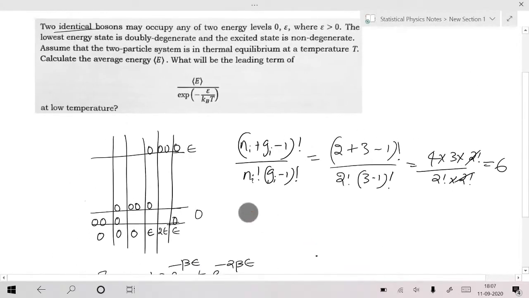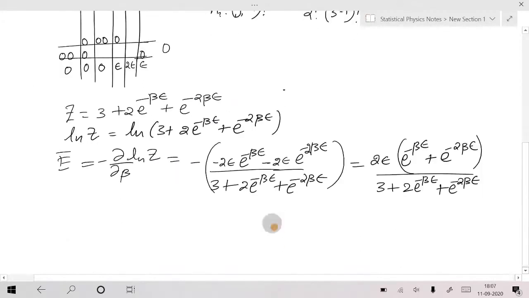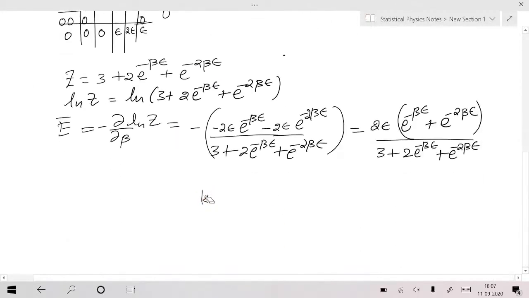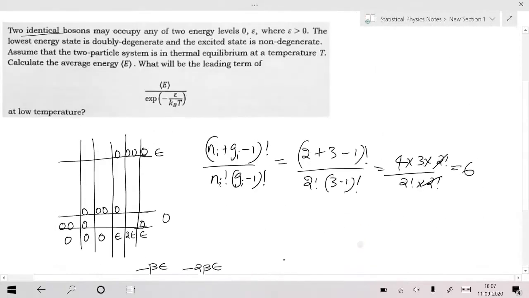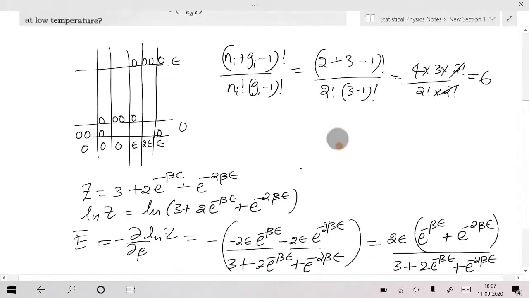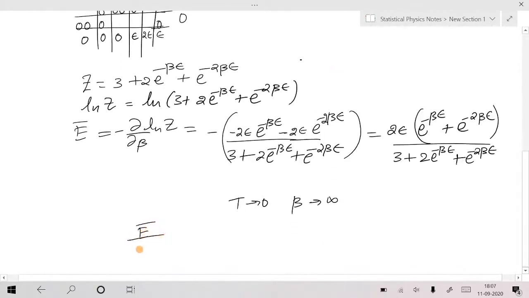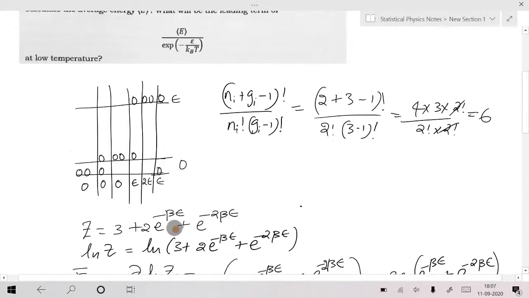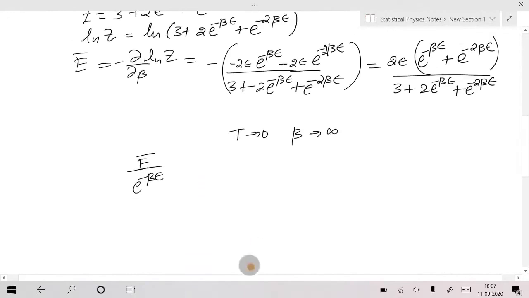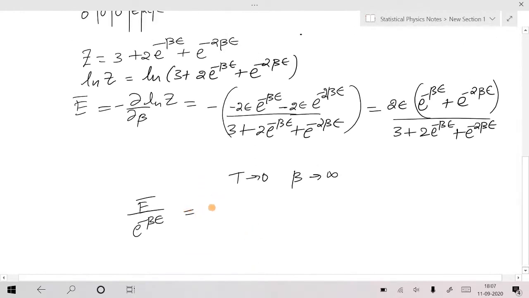Now what he's expecting is the leading term of this at low temperature. Low temperature means T tends to 0, that means beta tends to infinity. When beta is very high, what he's expecting is that you divide by e power minus beta E, so that you get 2E times 1 plus e power minus beta E.